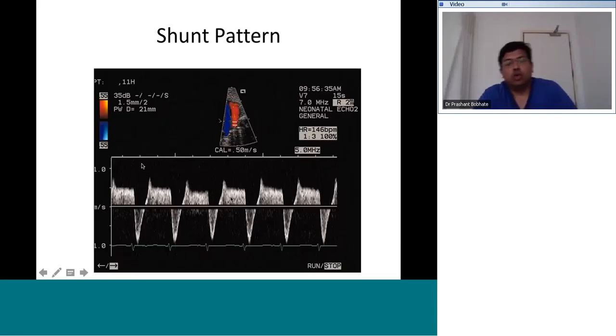Then seeing the shunt pattern. What do you see in this shunt pattern? If you put a pulse wave Doppler across the PDA, whatever you get above the baseline is the red flow, that's a left to right flow, and below it is a right to left flow. What does anybody think about this shunt flow? That's a pulse wave Doppler at the PDA.